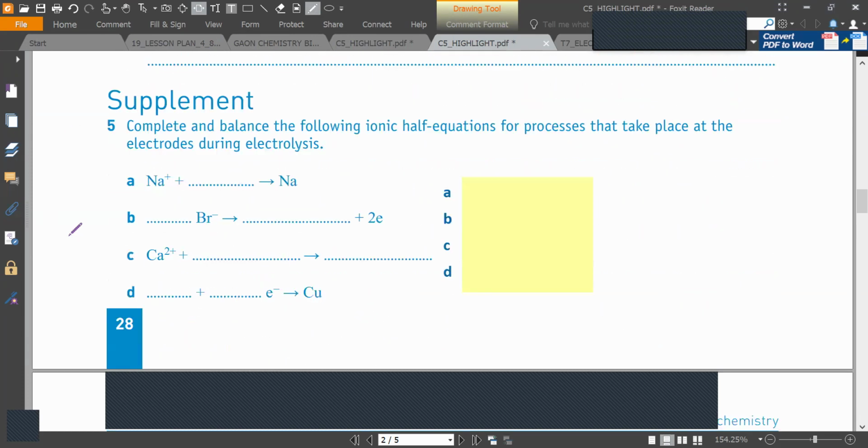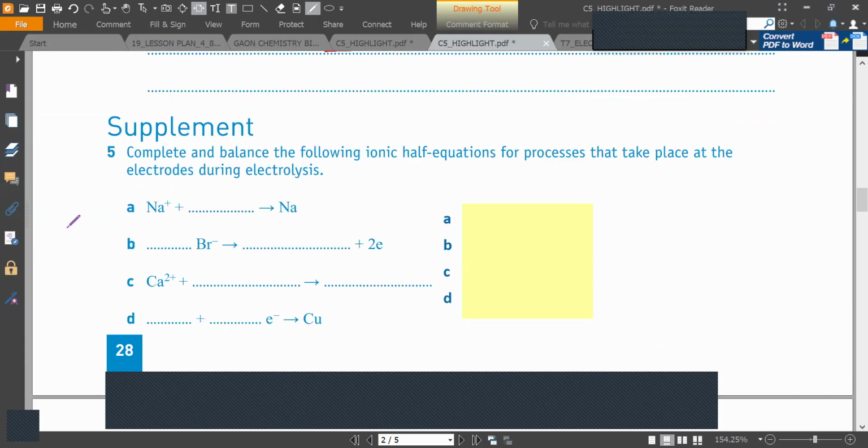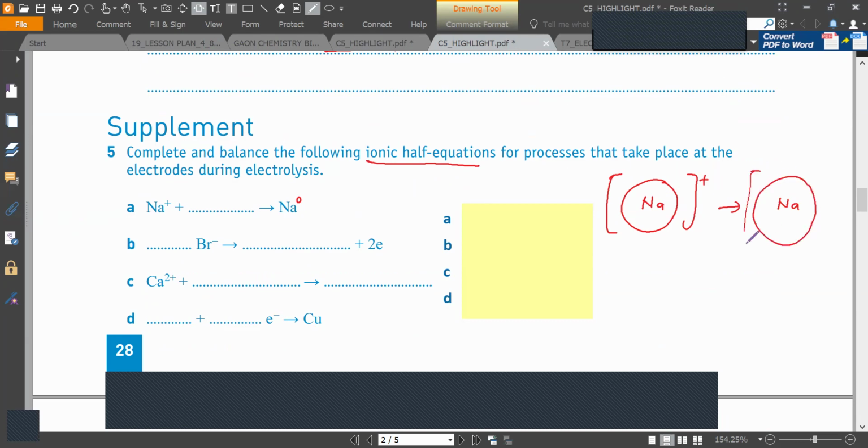Next, this one we want to practice the ionic half equation. Now we are going from sodium plus to sodium zero. Sodium plus is like this, with no electron, and then we go to sodium zero. So we are adding 1 electron there.